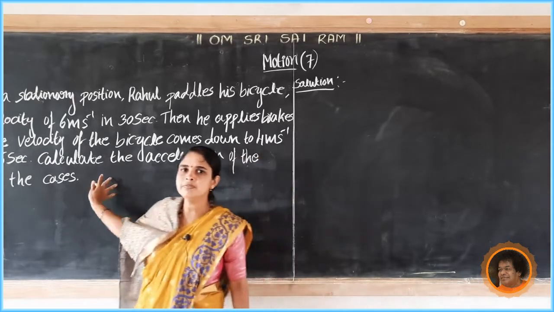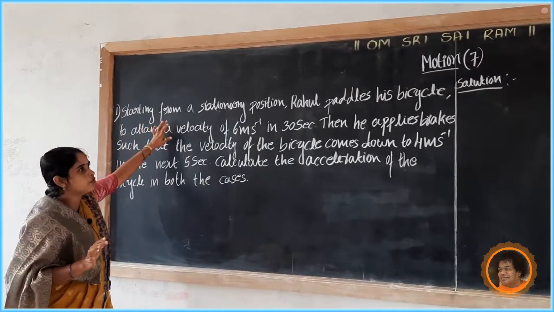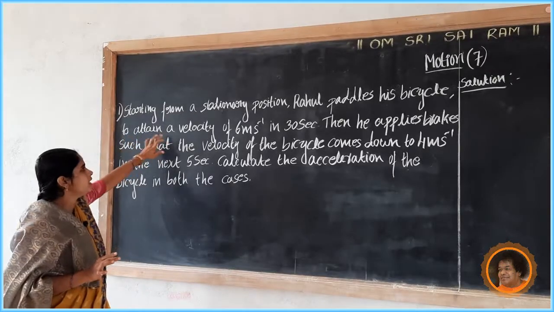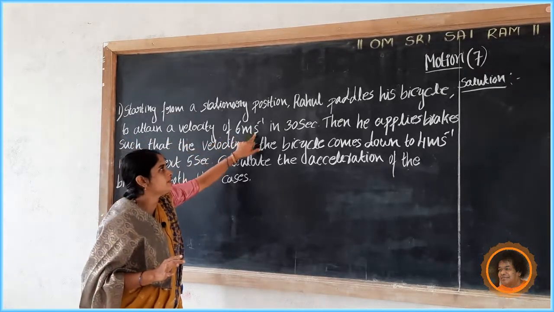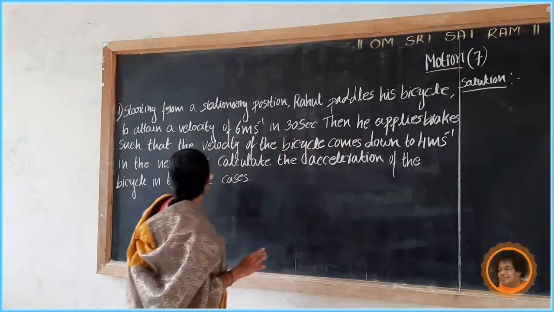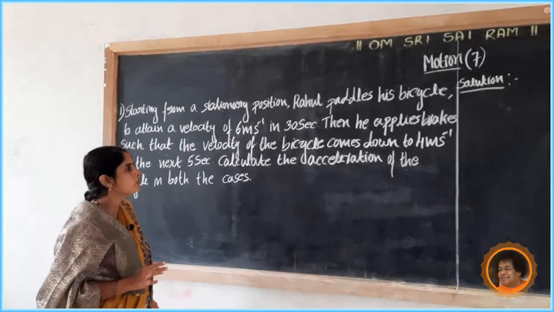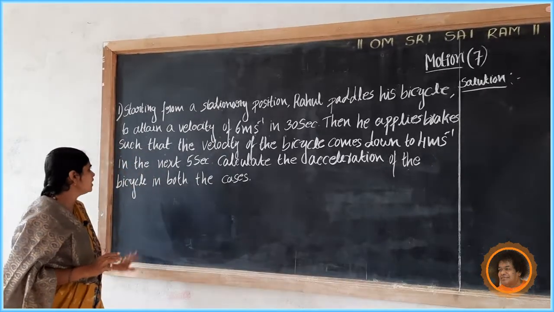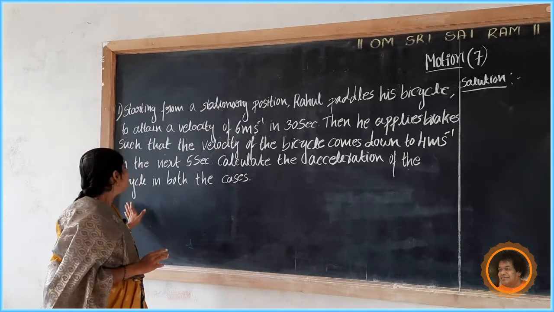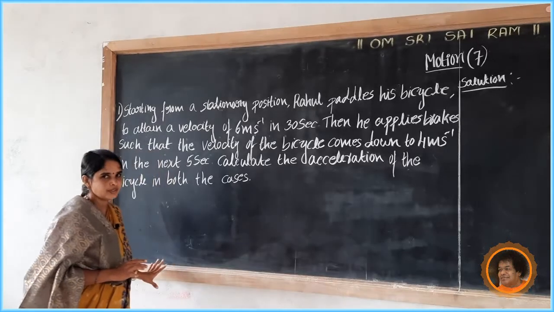In the first problem, starting from a stationary position, Rahul pedals his bicycle to attain a velocity of 6 meters per second in 30 seconds. Then he applies brakes such that the velocity of the bicycle comes down to 4 meters per second in the next 5 seconds. Calculate the acceleration of the bicycle in both the cases. Here there are two cases.